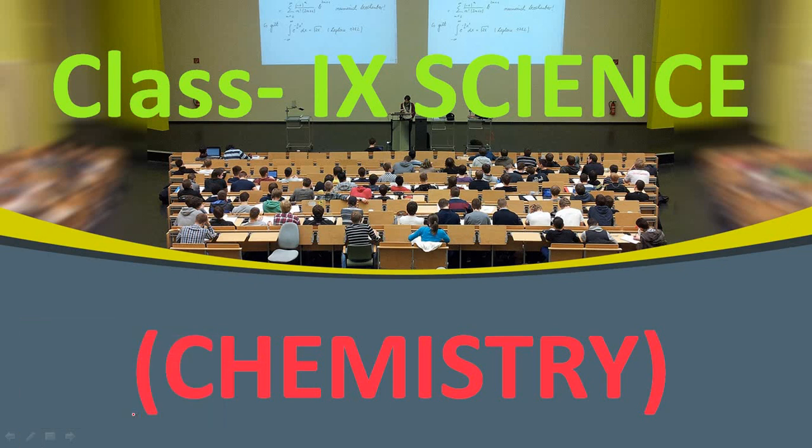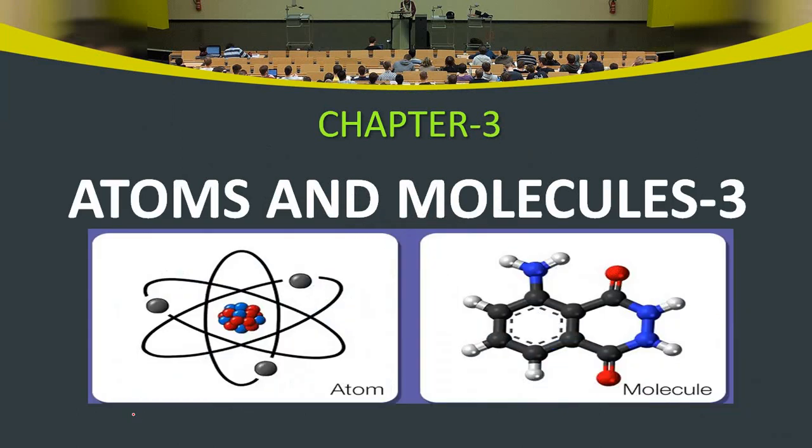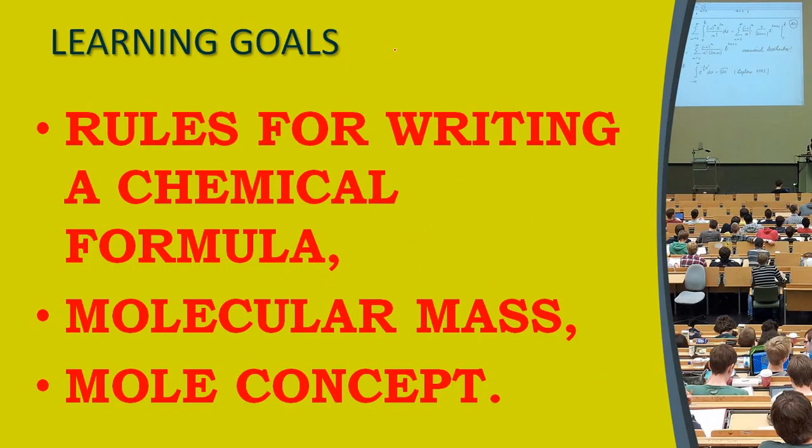Till date we have studied the two parts of the chapter Atoms and Molecules. Today we will discuss the third part of the chapter, and before going to the third part I would like to quickly revise the first and second parts. In the first and second parts we have studied the different laws of chemical combination, then Dalton's atomic theory, then atoms, molecule, atomicity, then valency. So many things we have studied till now.